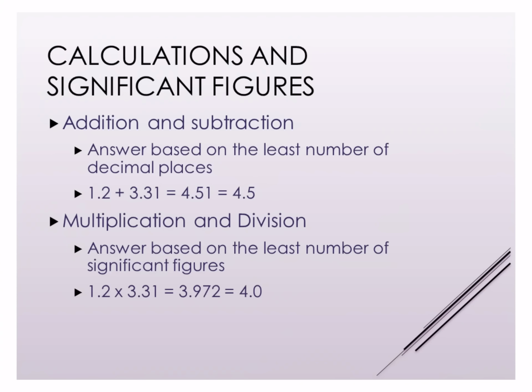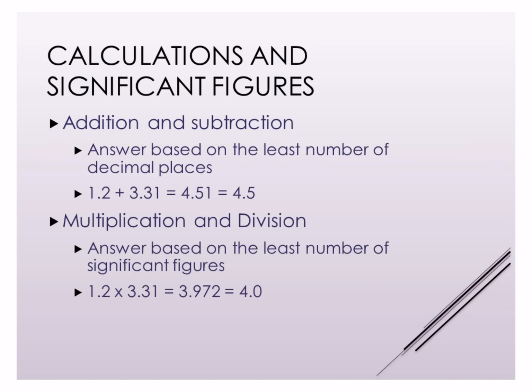Now I want to look at multiplication and division. And in this case, our answer is based on the least number of significant figures. So here we take our same numbers, but now we're multiplying them instead of adding them. So we have 1.2 times 3.31. And if I were to look on the calculator, what I would see is 3.972. That's the mathematical answer. But I need the scientific answer because, again, we're basing this on measurements, and so we cannot add precision to those numbers.